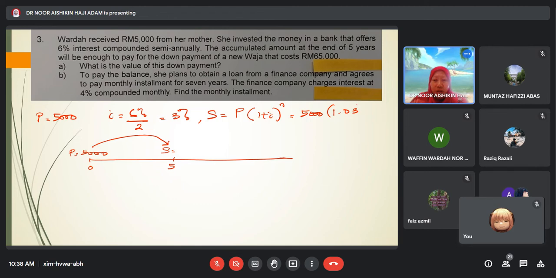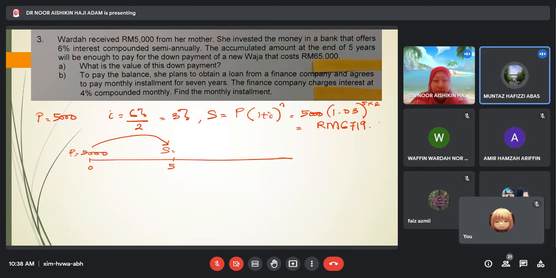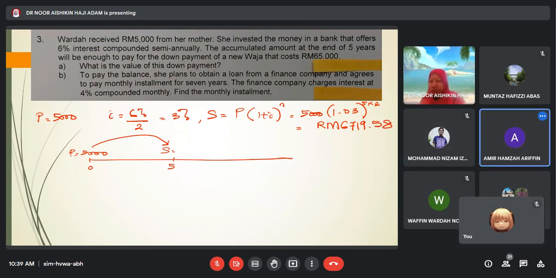So 1 plus I is 1.03 to the power of, what is your N? How long? 10. 5 years, darab 2. Yes. So how much is the amount accumulated here? What do you get? 6719.58. Orang lain dapat tak? Sama. Yes, good.